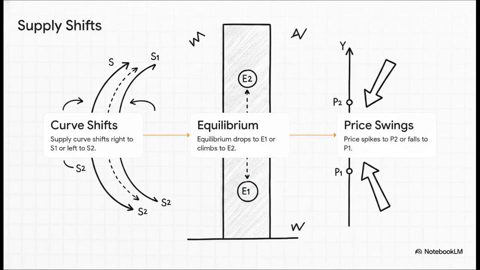Let's trace what happens when supply shifts in this scenario. We start at our initial equilibrium, E0. Now, if supply increases, the curve shifts rightward to S1. But it crashes right into our vertical wall, dropping the new equilibrium straight down to E1. If supply decreases, shifting leftward to S2, the equilibrium climbs straight up that wall to E2. The supply curves are literally just sliding up and down this immovable vertical barrier, which causes the price on the y-axis to wildly spike up to P2 or plummet all the way down to P1.